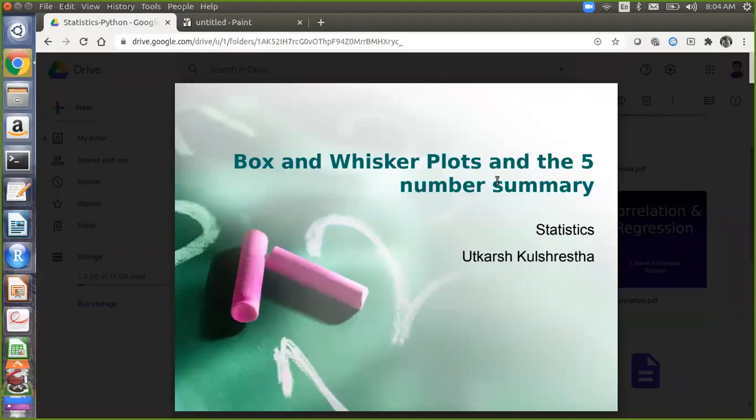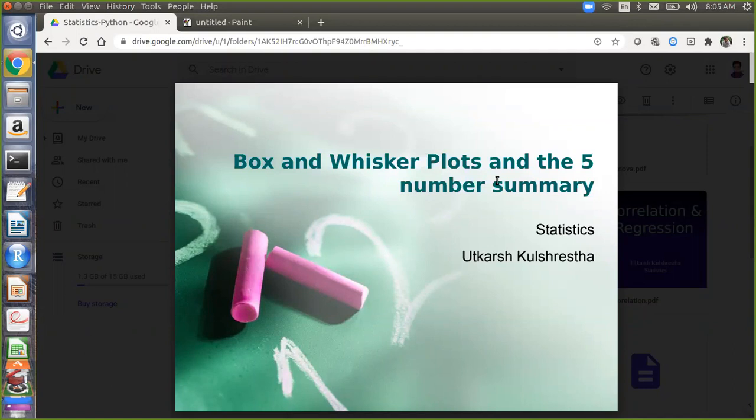I'll start today's topic. Today's topic is box plot, whisker plot, and 5 number summary, which are just complements to each other. So we'll see how they work and how they can be used for data analysis. Our approach will always be to first understand the theory and concepts, then do the manual calculations, and then see the code, like how we can do it in code.